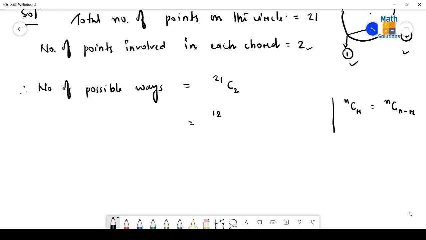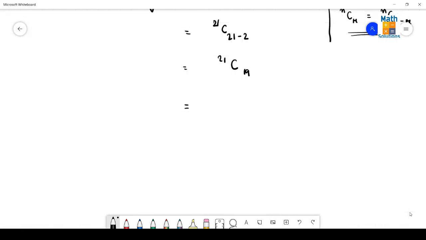It will be 21C(21 minus 2). This is the formula I am applying here. So I get 21C19. Let us break it now: 21 factorial divided by 19 factorial, then factorial (21 minus 19). Directly also we can do, the thing is the same.